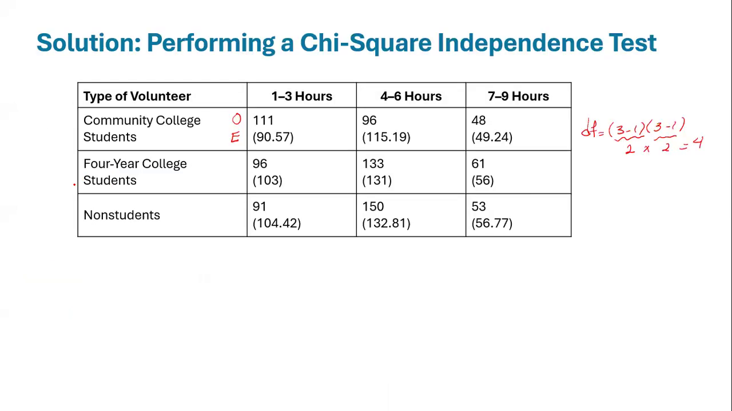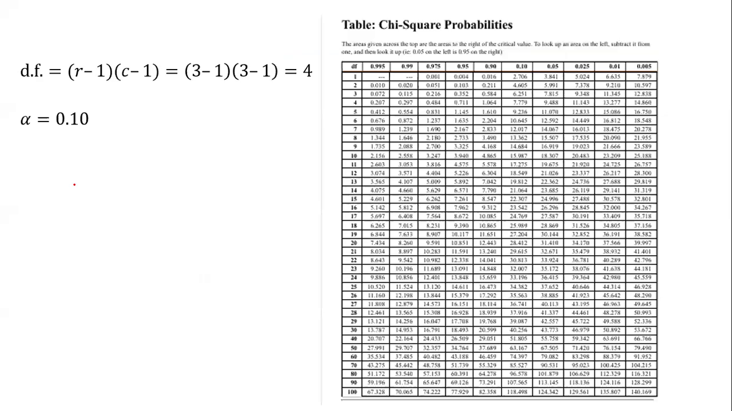Okay, we look at the chi-square table. If degrees of freedom is 4 and alpha is 10%, what number do we get? We get 7.779. That's my critical value. And I know the rejection region is any number that's greater than this number.